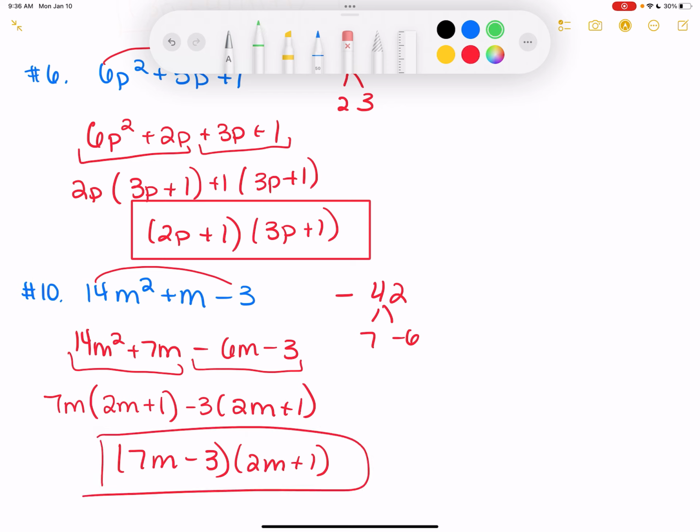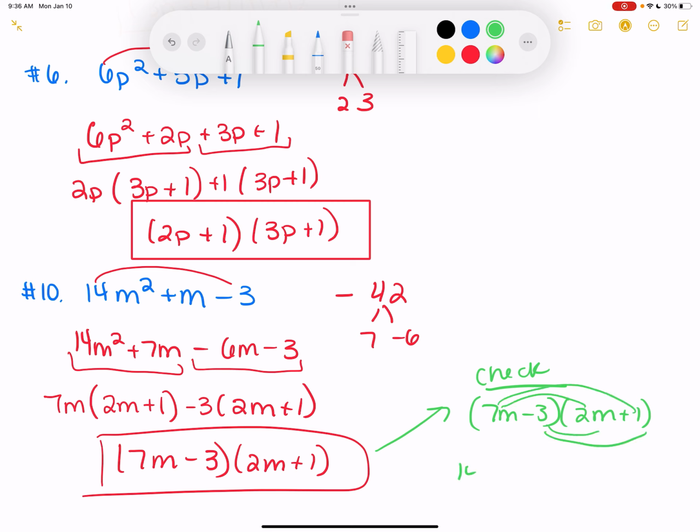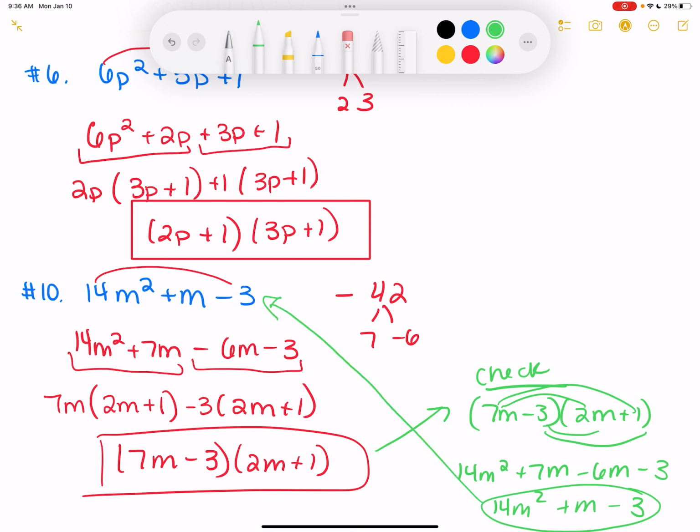And just for the fun of it, I'm going to check this one so that you have an example in your notes that we checked. I'm going to FOIL. So 7m times 2m is 14m squared. 7m times 1 is 7m. -3 times 2m is -6m. -3 times 1 is -3. So 14m squared plus m minus 3. It's what I started with. So it's correct. Okay.